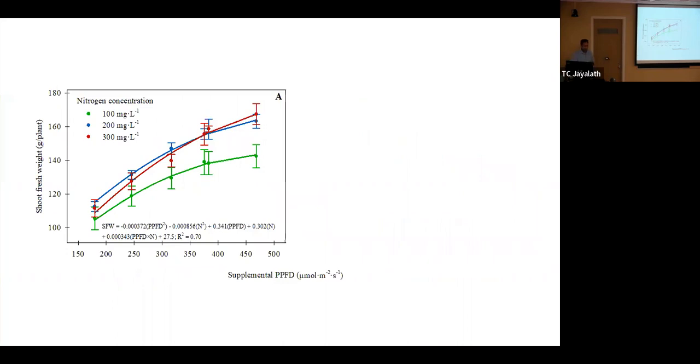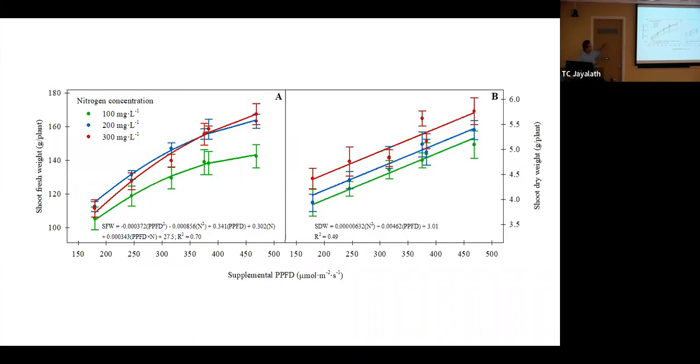And growers don't care about photosynthesis as long as the shoot fresh weight grows. So we saw an increase of fresh weight with increasing nitrogen levels, and you can see the difference is higher at higher light levels. We also saw that pattern very clearly when looking at the shoot dry weight: at all the light levels, dry weight was higher with higher nitrogen.